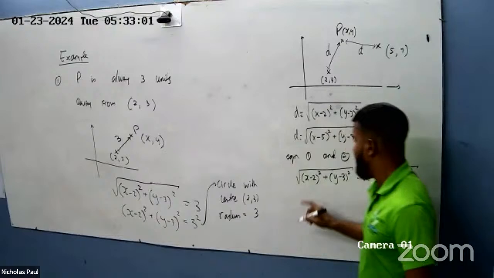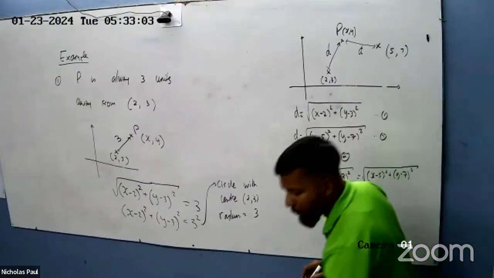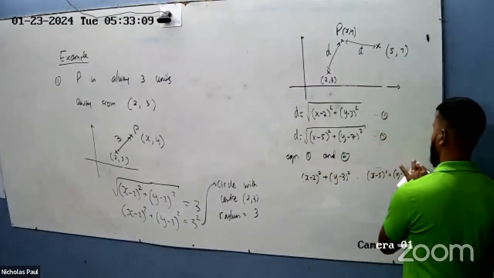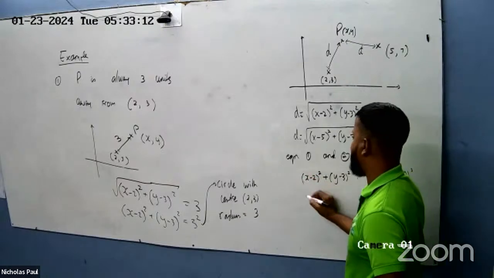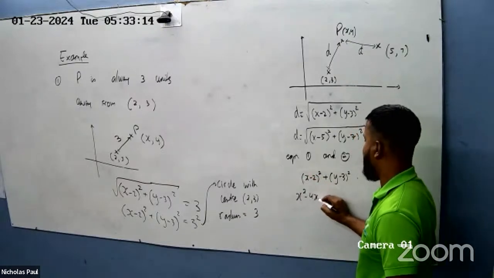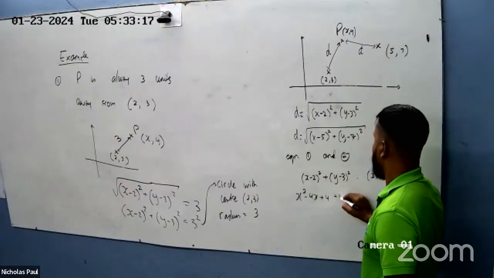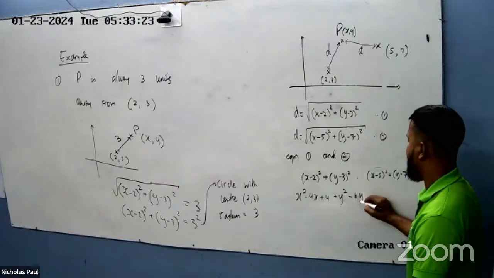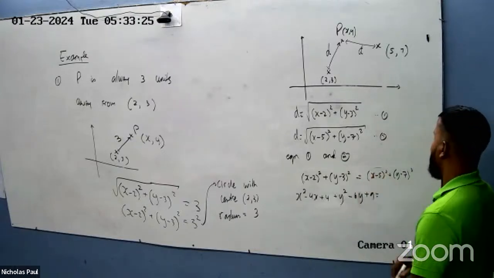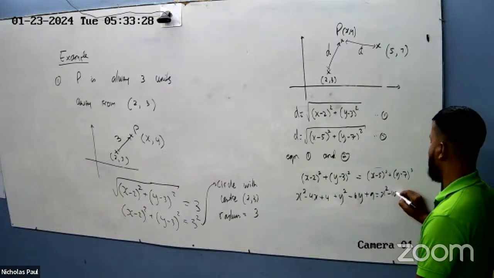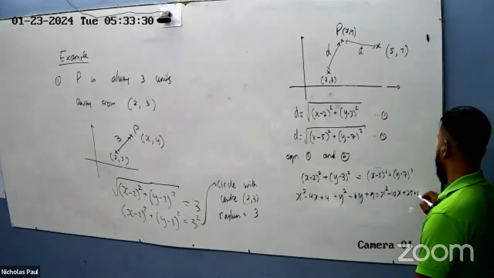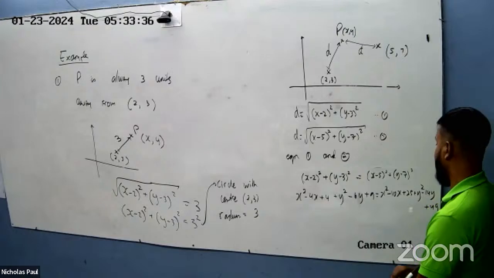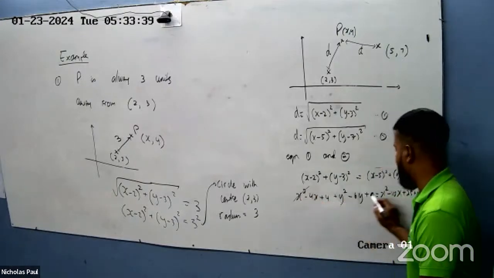Right? So when you square both sides, you'll get rid of the square root, and then all we have to do is expand this out. We'll get x squared minus 4x plus 4 plus y squared minus 6y plus 9 is equal to x squared minus 10x plus 25, y squared minus 14y plus 49. You will see immediately that the squares will cancel off.